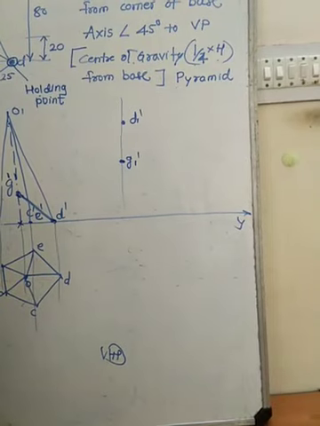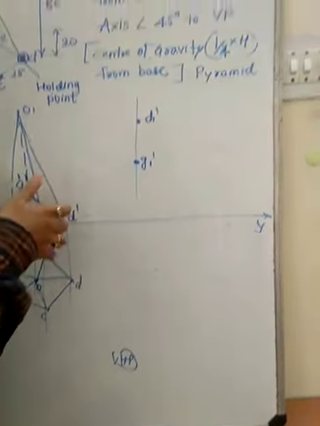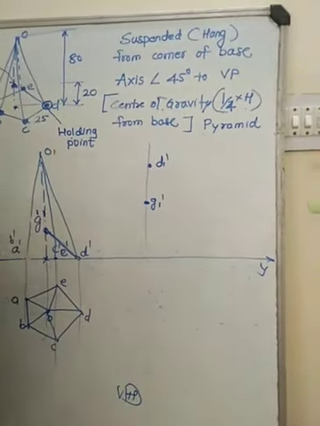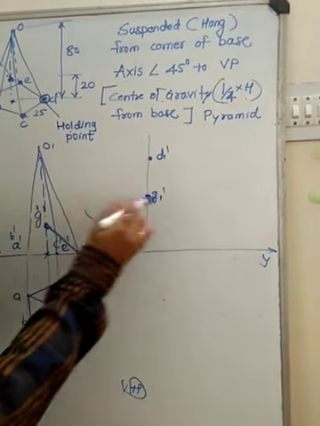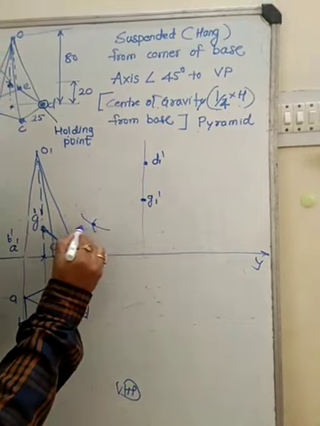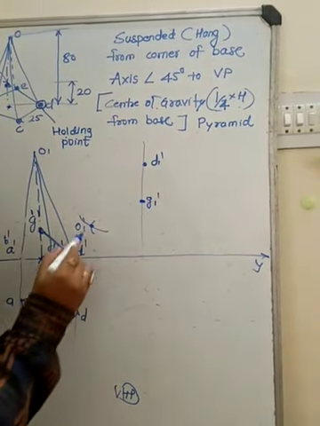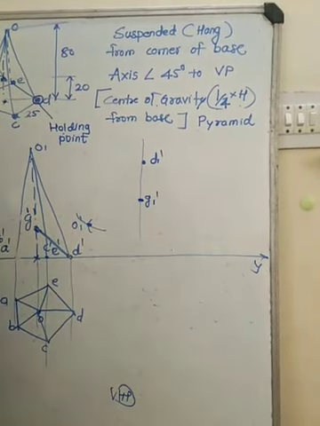That means you will have to mark the other points also. Now you know the D2O distance. Take D2O distance, mark over here. Now take G2O distance, mark over here. Here you get the O1 dash. So this point is O1 dash.